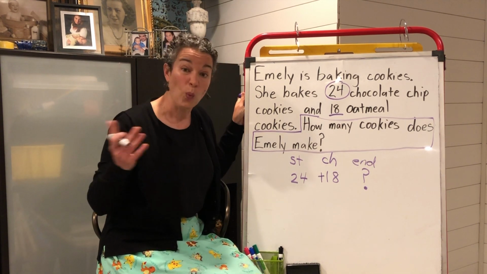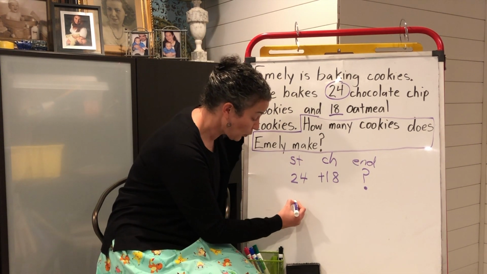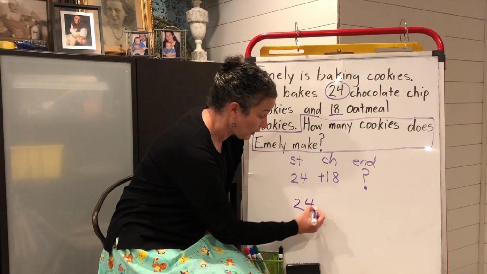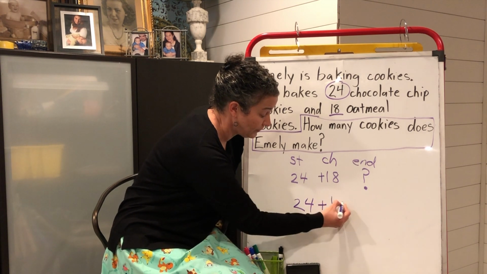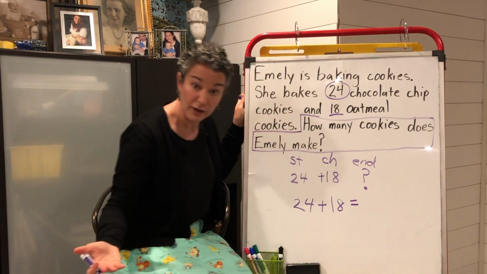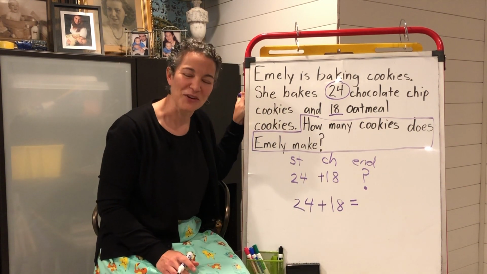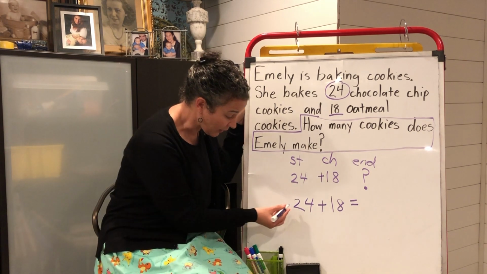So my friends, we need to write a number sentence. So what did we start with? Yeah, we started with 24, and then we're going to be adding 18 to it, and that's going to give us our sum, which is our variable. What can I do if I don't know? I love how smart you are. Yeah, we can draw a quick pic.